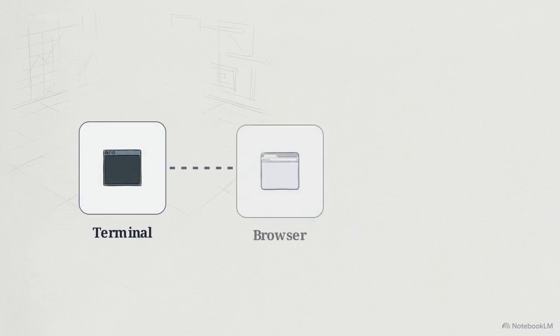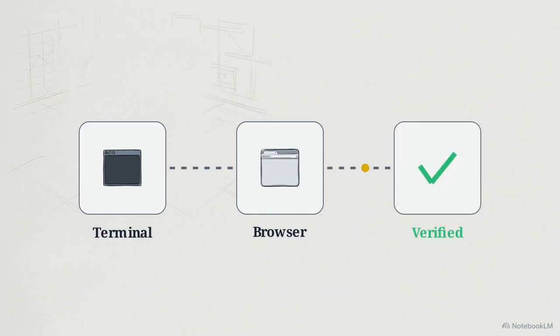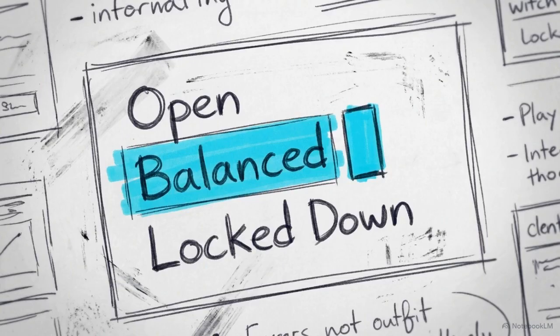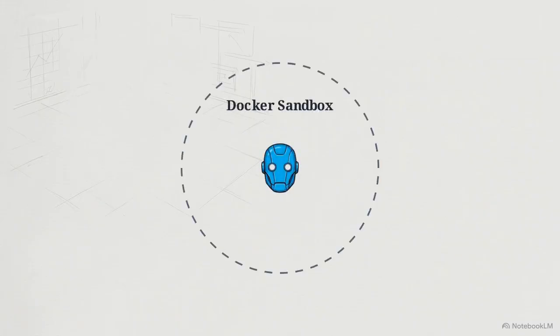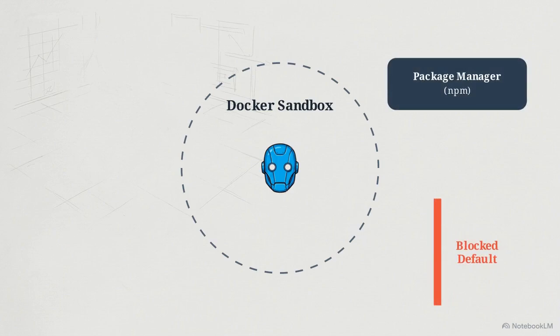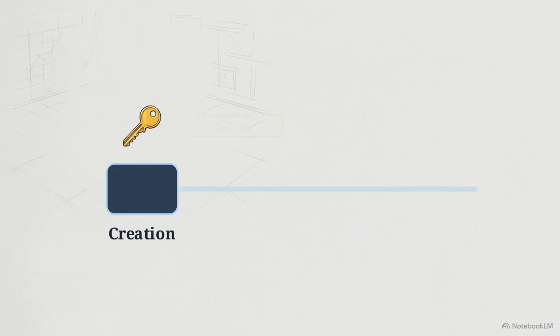Once installed, run the login command. This opens your browser for a standard Docker OAuth flow to authenticate the CLI. After logging in, the CLI will prompt you for a default network policy. Select the balanced option. This policy is a core part of the isolation. It allows necessary traffic for things like package managers, while blocking all other outbound requests by default to prevent data exfiltration.